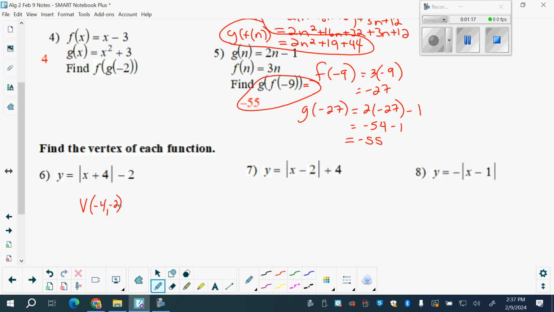So what would, can I get a hand please for number 7? What would the vertex for number 7 be? I agree with the 2. +4. So on the inside of the x value, it's opposite, but this y value is the same.